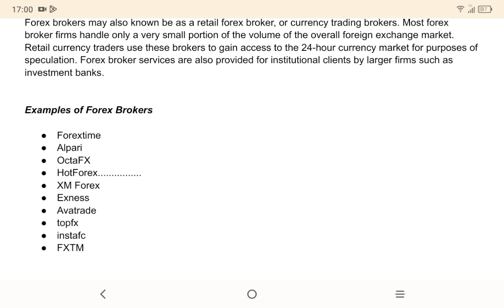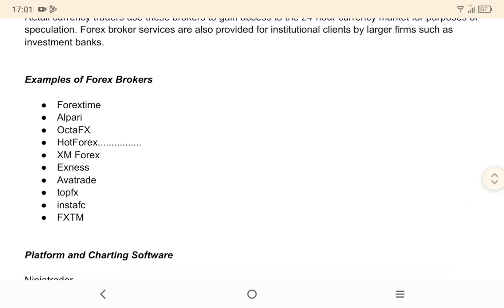We have what we call the market makers. They are also a broker. We have what we call the ECN brokers. They are also a broker. We have what we call the CFD brokers. They are also brokers. All these people are people that do what? Give you a platform and access to trade the financial market.